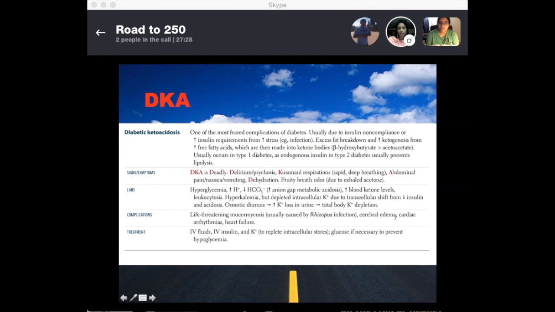And then that can lead to cerebral edema. Cardiac arrhythmias can occur, especially if we have depleted potassium. And then heart failure can occur as well.